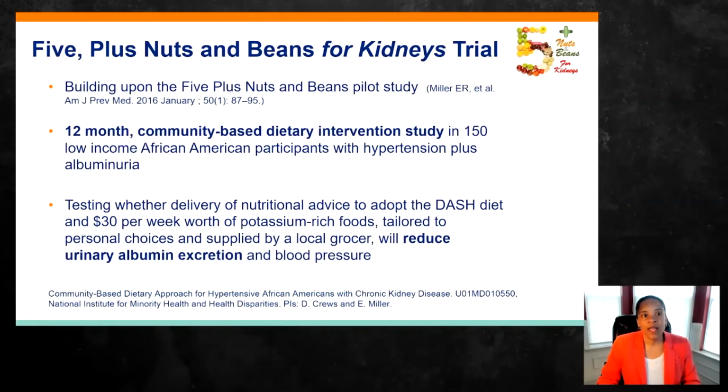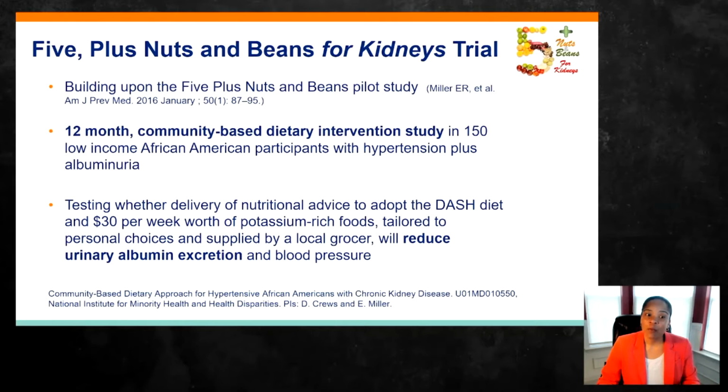And so we are currently conducting a clinical trial that's trying to tackle some of these challenges that I highlighted. The study is called 5+ Nuts and Beans for Kidneys, and it builds upon a successful pilot study of this type of intervention. But here we're conducting a 12-month community-based dietary intervention study for 150 low-income African-American participants, many of them living in food deserts, many with food insecurity, and all of them with hypertension plus albuminuria. And we're testing whether delivery of advice around following a DASH-like diet, the Dietary Approaches to Stop Hypertension dietary pattern, which hopefully all of you have heard of and are familiar with, helps.